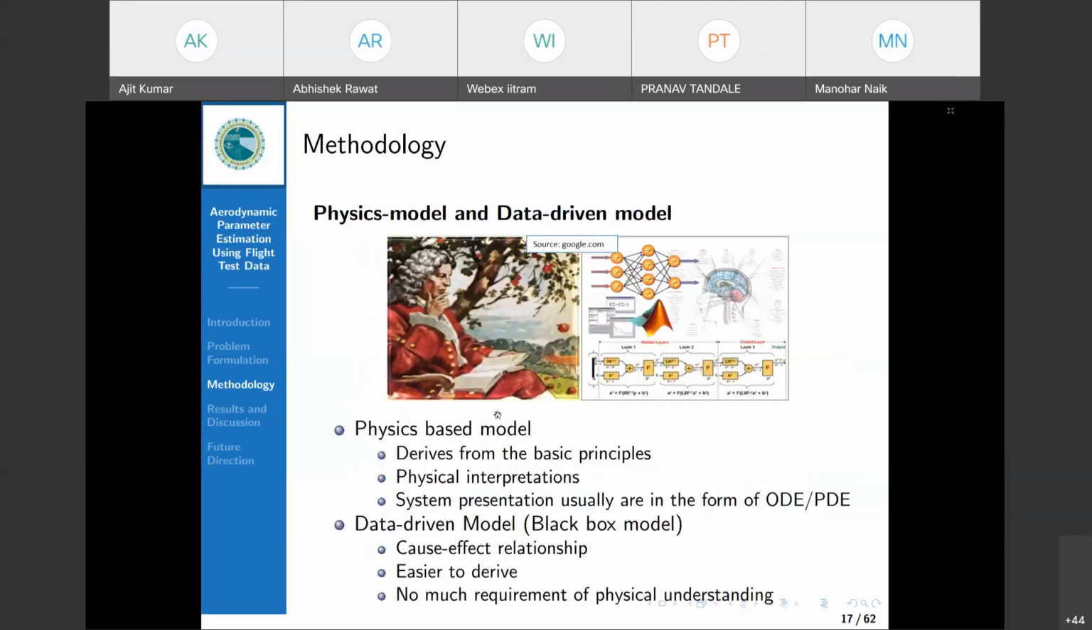And in time domain also, as I said earlier, we have methods based on physics-based model and data-driven model. The physics-based model derives its principle from basic understanding of the physics. All the parameters associated with this model will have their physical interpretation. And system representations usually are in the form of ordinary differential equations or partial differential equations. So this is your physics-based model approach. In data-driven model, it's completely a black box kind of approach. That's why it is also known as black box modeling approach. They deal with cause and effect relationship. It means they only deal with input and output data sets. It's easier to derive, and we do not have an initial requirement of physical understanding of the system. We do not deal with physical equations to work with the data-driven model or black box model.